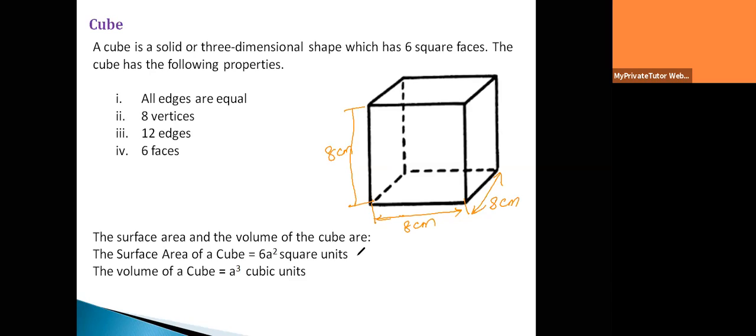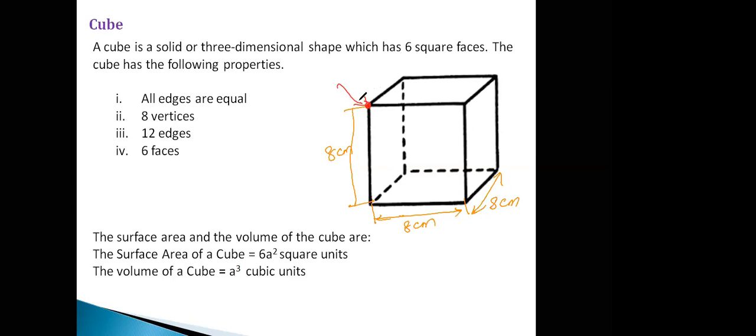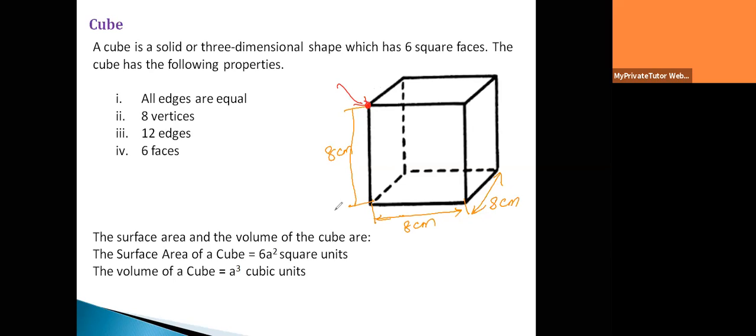So the next one, you can see that it has 8 vertices. What do you mean by vertices? I hope you know that. This is one vertex. It is the coordinates. The coordinates are the points, right? Yeah, that's very nice. And 12 edges.